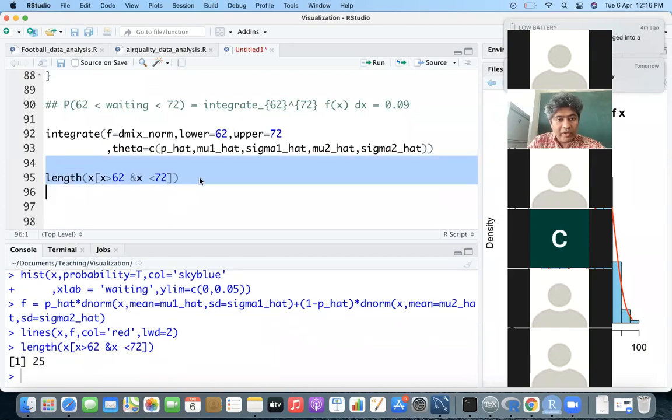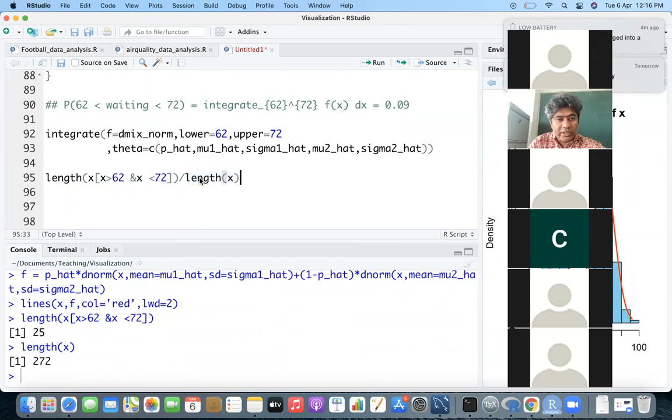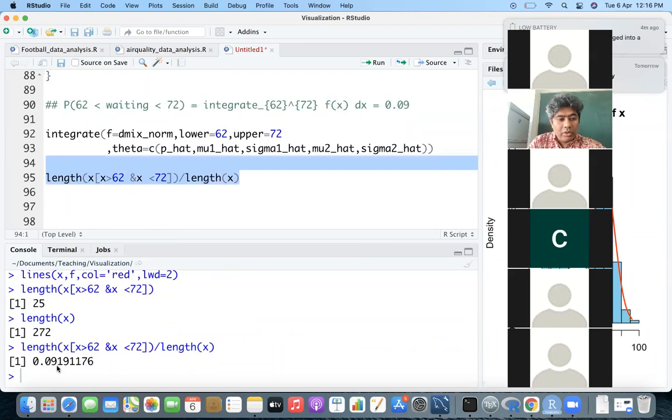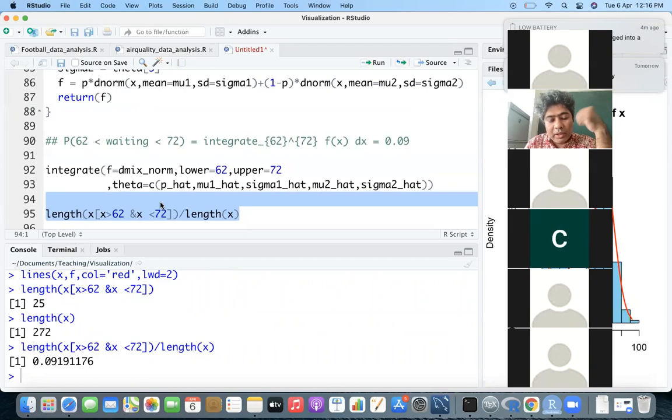There are 25 of them divided by x. How many x values are there? 272. So I can just say that, okay, I will use it like this only and I'm done. Okay, very good. Then I don't have to really fit a model.